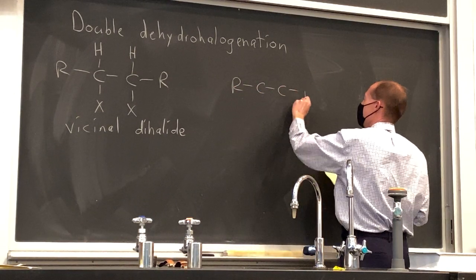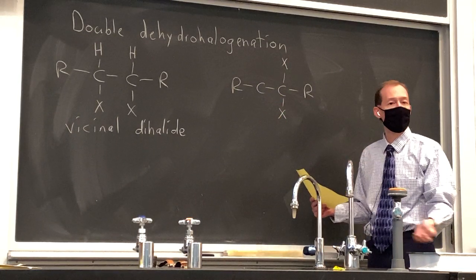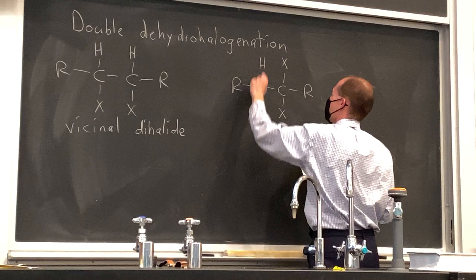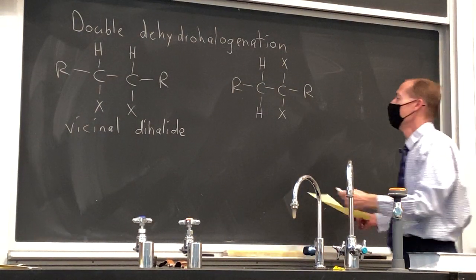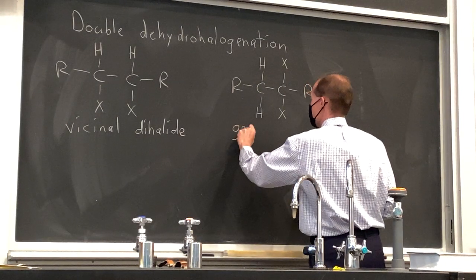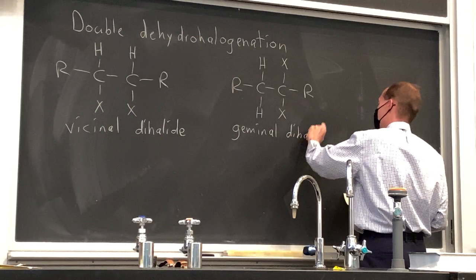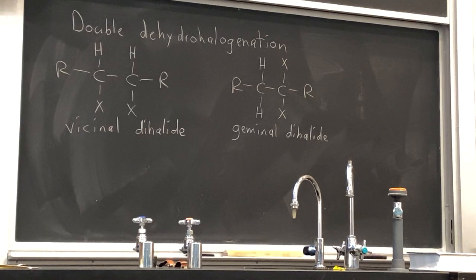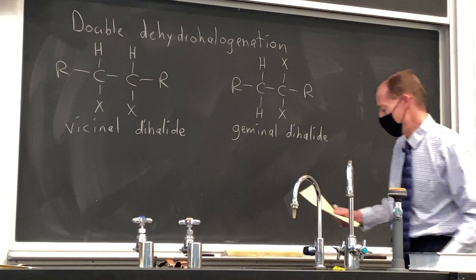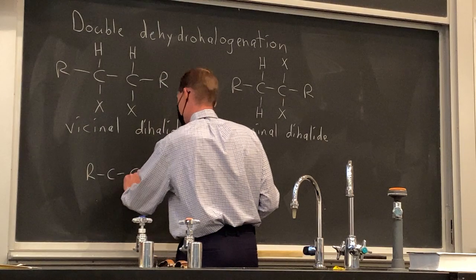We could also have the halides on the same carbon as long as we had 2 beta hydrogens on the neighboring carbon. And this would be referred to as a geminal dihalide, where the term geminal refers to on the same carbon. So I'll show you what these reactions would look like, starting with a vicinal dihalide.